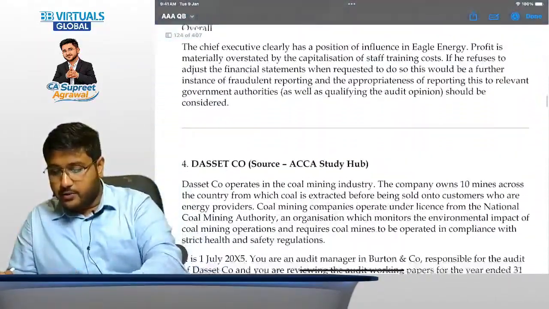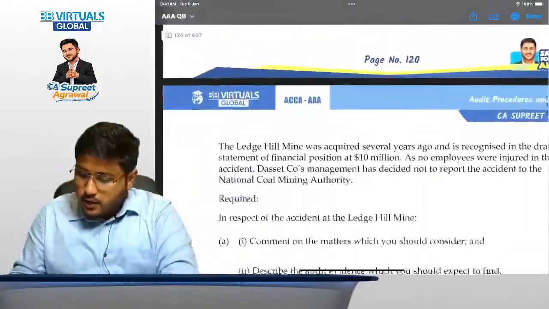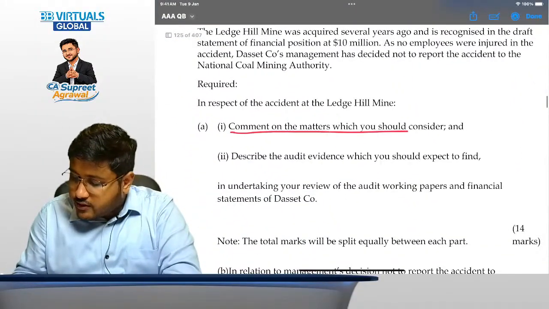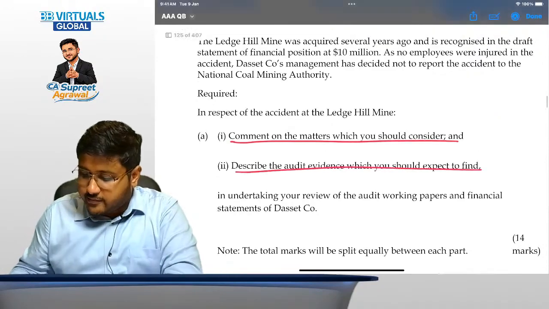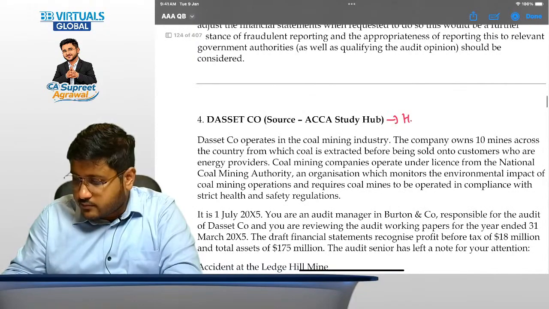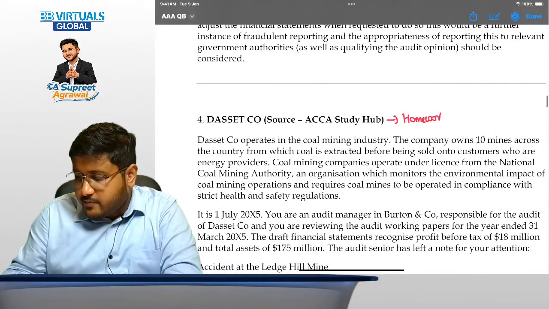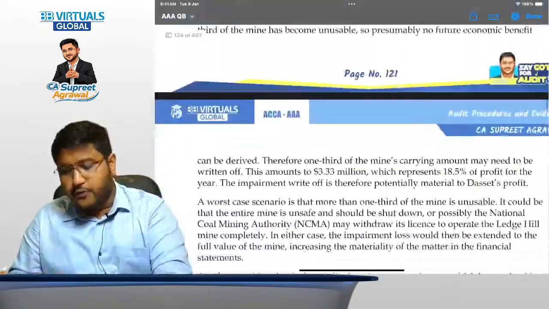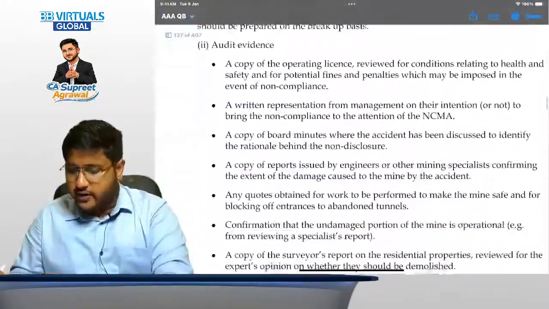Then let's jump to question number 4. Let's see what it is. Question number 4: comment on the matters that you should consider, describe the audit evidence that you should expect to find, right? Homework question, right? Please practice it from your end. If you face any trouble, ask me. Yes, definitely you should ask me.